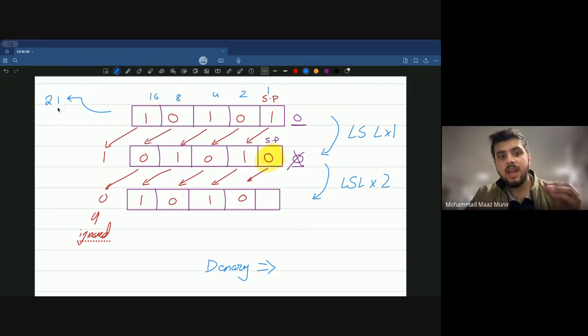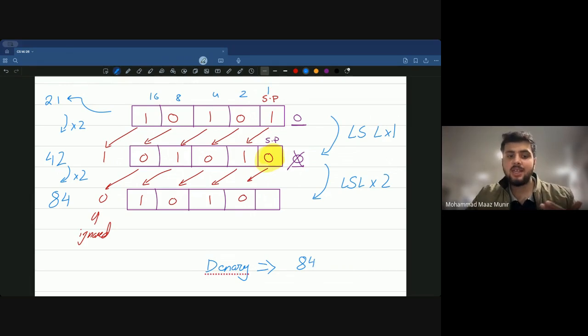How? Basically, we have a 21 up here. We performed the logical shift once, which basically doubled the value. So at this point, we have the value as 42. And then again, when I perform the logical shift, it's going to become 84. So it's basically getting multiplied by 2 and then again multiplied by 2. So the final answer is going to be 84.